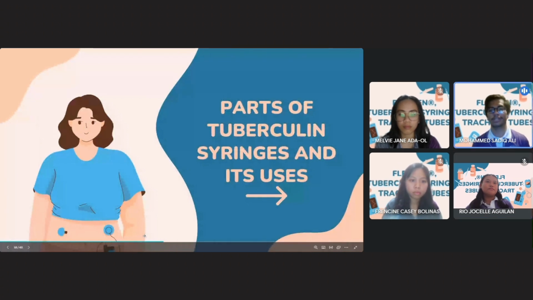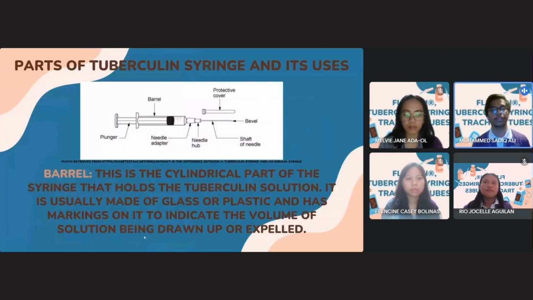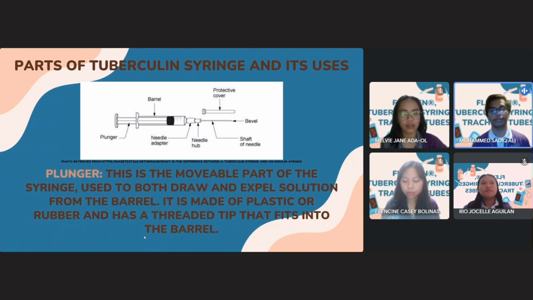Next we have the parts of the tuberculin syringe and its uses. Firstly, we'll talk about the barrel. This is the cylindrical part of the syringe that holds the tuberculin solution. It is usually made of glass or plastic and has markings on it to indicate the volume of solution being drawn up or expelled.